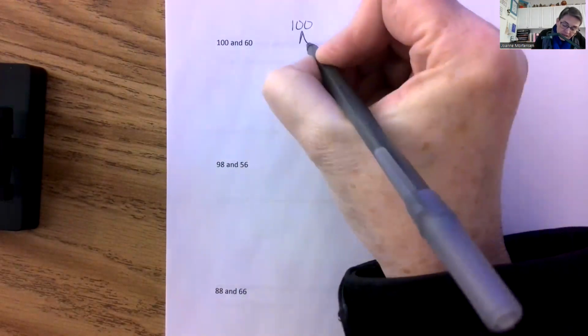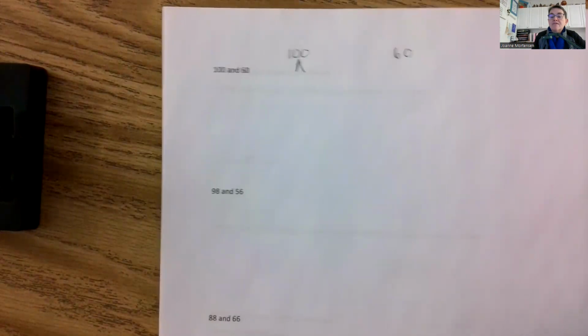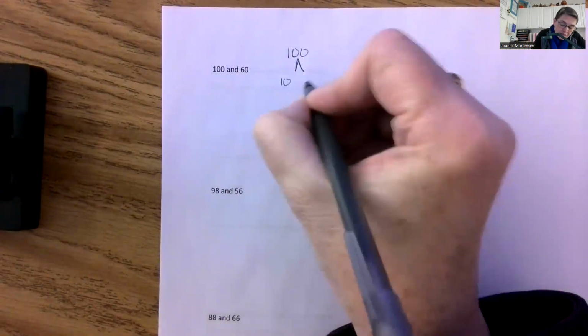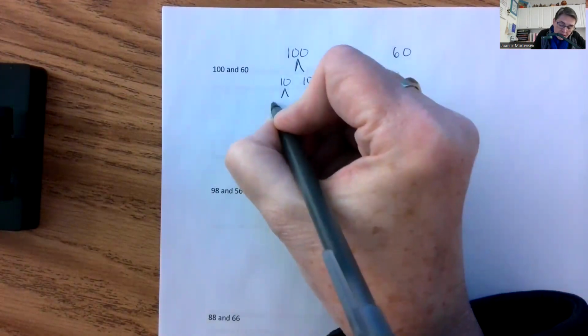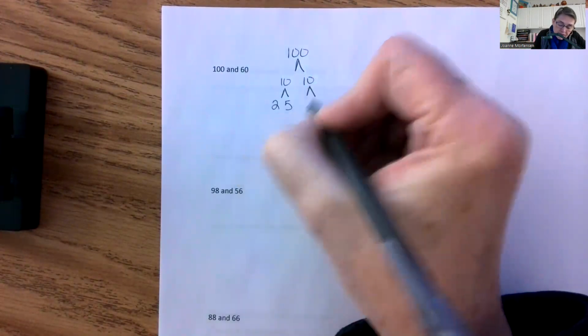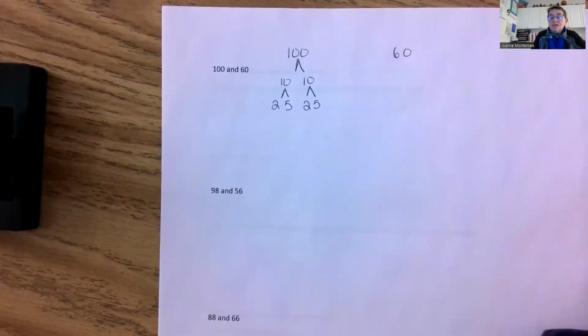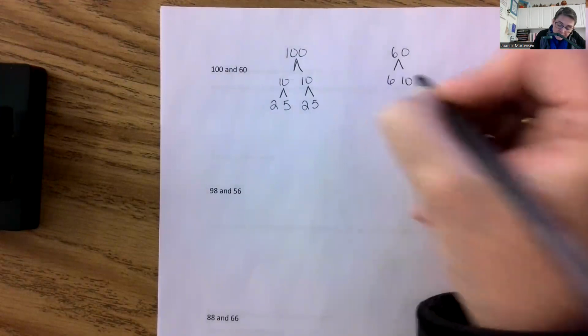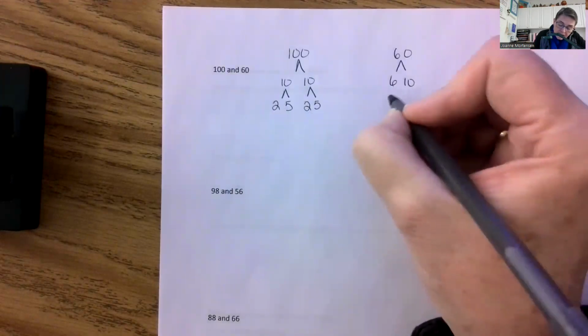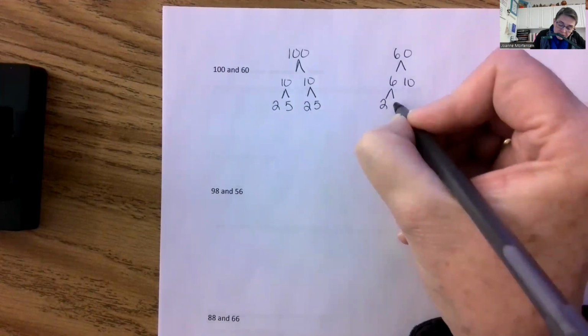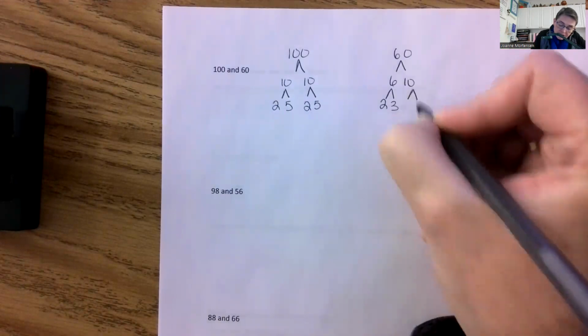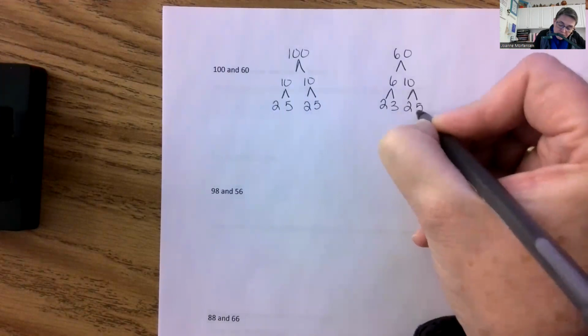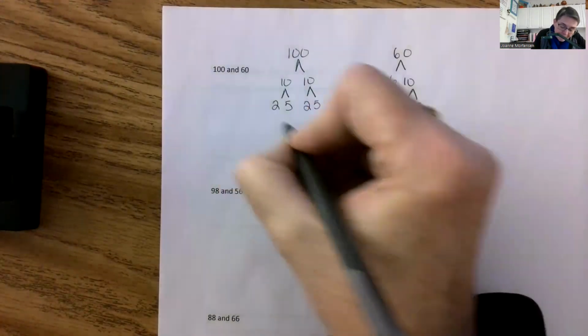160. I remember from my prime factorization that each of these are going to be divisible by 10 because they end in a 0. So this is 10 times 10, 2 times 5, and 2 times 5. I also could have used 4 times 25. It doesn't matter. 60 is 6 times 10. And this is going to be 2 times 3 and 2 times 5.